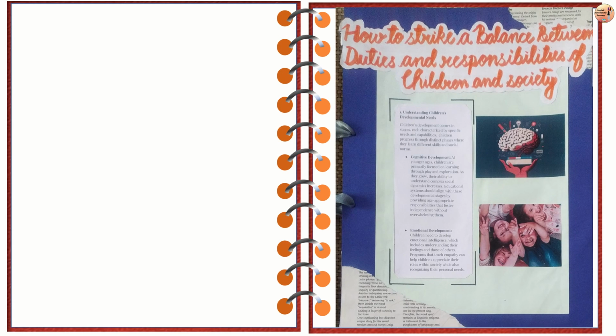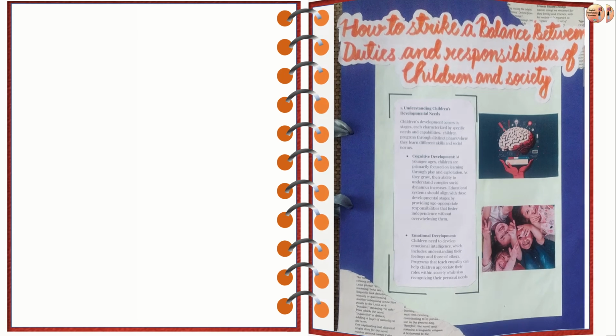Now, the next sheet will focus on how to strike a balance between the duties of children and the role of society in caring for the elderly. It is important for children to provide emotional support and stay connected, while society must ensure proper infrastructure, awareness, and inclusive policies. Together, both can create a nurturing environment where the elderly feel valued and secure.